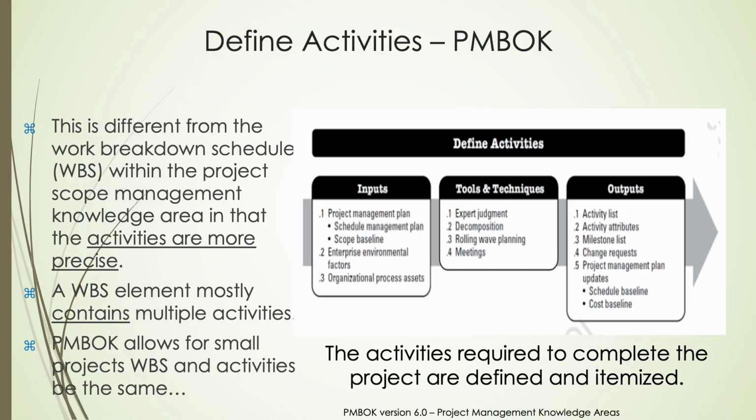Key inputs to this process include the project management plan, enterprise environmental factors, and organizational process assets. Tools such as expert judgment, decomposition, rolling wave planning, and meetings help in translating these inputs into outputs like the activity list, activity attributes, milestone list, and updates to the project management plan.